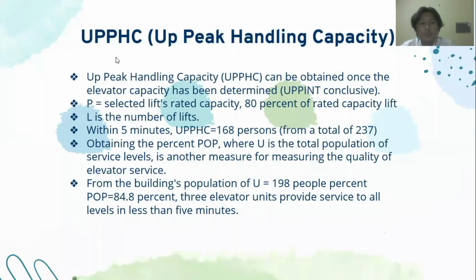Next is UPPHC. Handling capacity can be obtained once the elevator capacity has been determined. P is the selected lift's rated capacity, 80% of the rated capacity of the lift. L is the number of lifts. The calculation below has been stated by Chong.